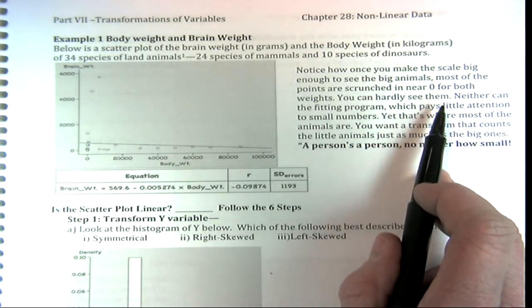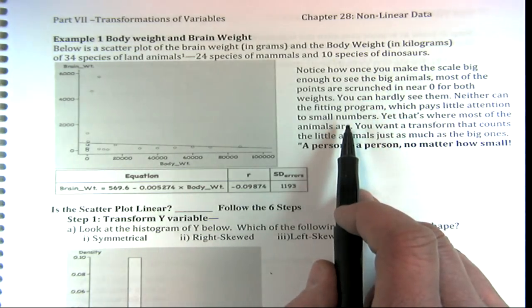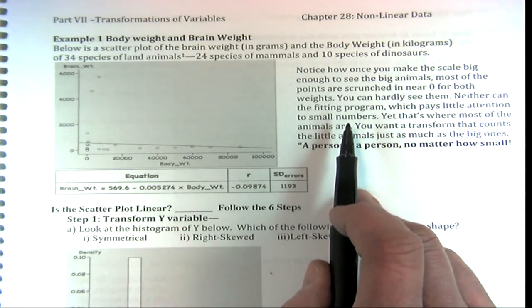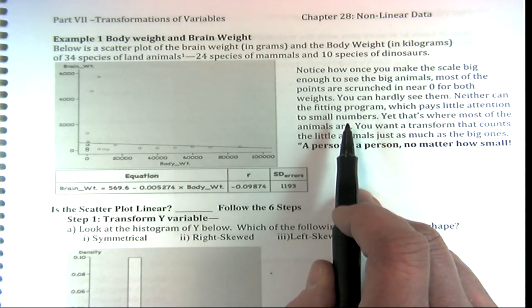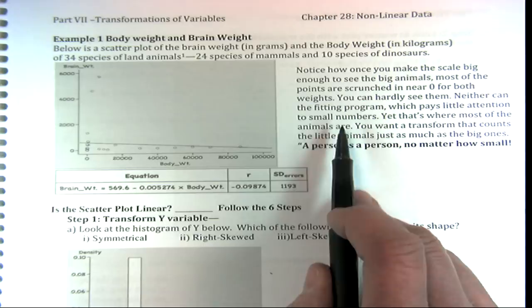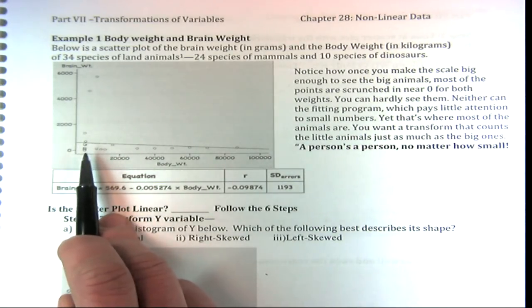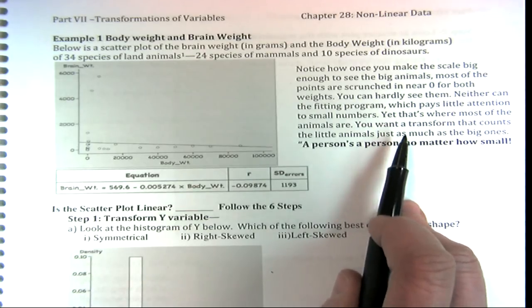You can hardly see them, and neither can the fitting program. It can't see them, it pays little attention to these small numbers. It's exactly like what we had with our income problem. Yet that's where most of the animals are, and you want to make a transformation that counts the little animals just as much as the big ones.